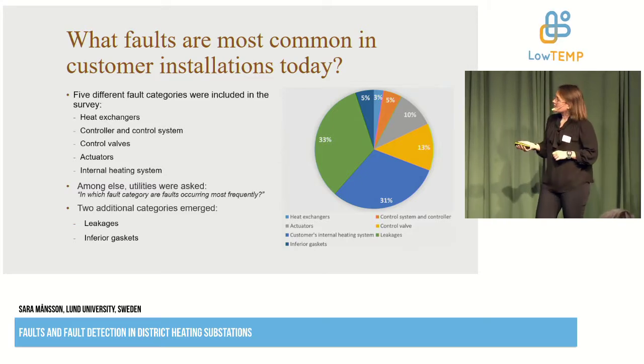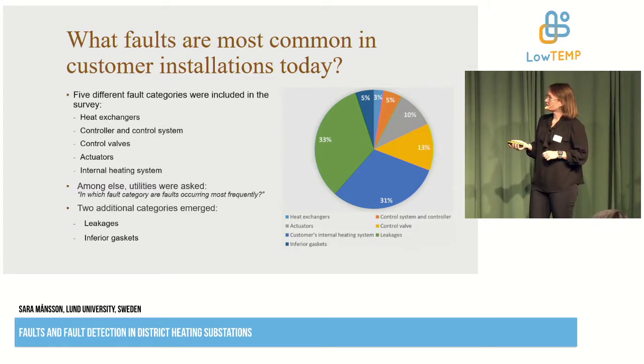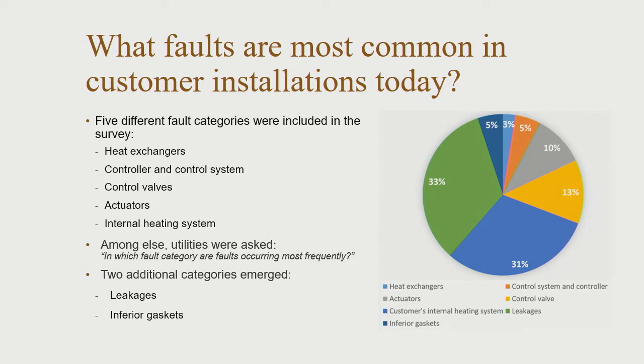Then you can see that we have faults in the customer's internal heating system, which was also a very big category here. And then we had the control valve, actuators, control system and controller, and also the inferior gaskets. And then the heat exchangers constituted the smallest fault category. This was a bit surprising to us because a lot of literature speaks about fouling of heat exchangers as a very common fault. But since this study was conducted in a Swedish context, where we actually do a lot to reduce the amount of fouling, we believe that this is the reason why the fault category was so small.